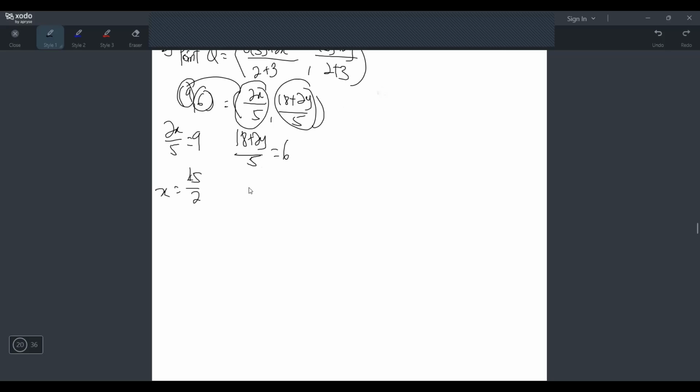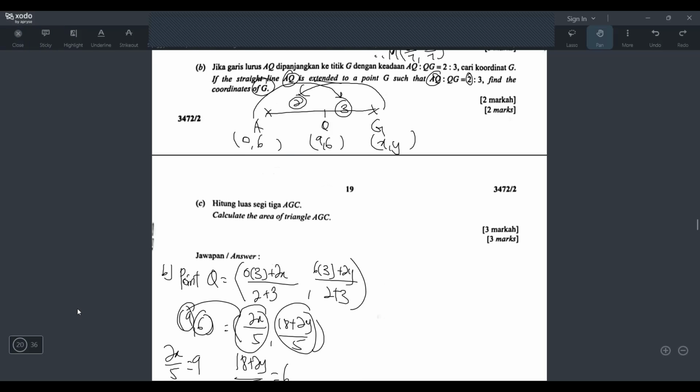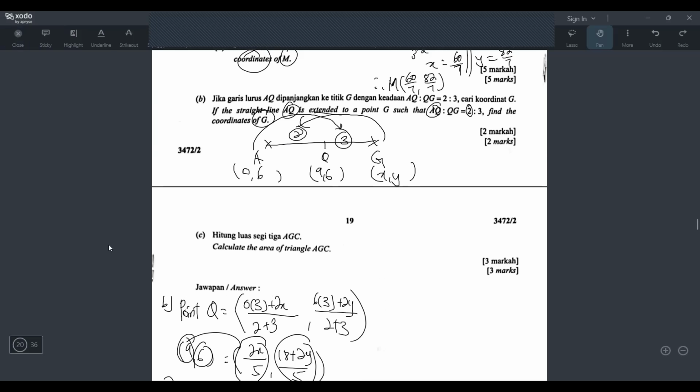Then what about your y coordinate? 6 times 5, 30 minus 18, 12 divided 2, 6. So the coordinate is 45 over 2, 6. And I believe it's point G, right? Yeah, point G. Okay, so that's the answer.